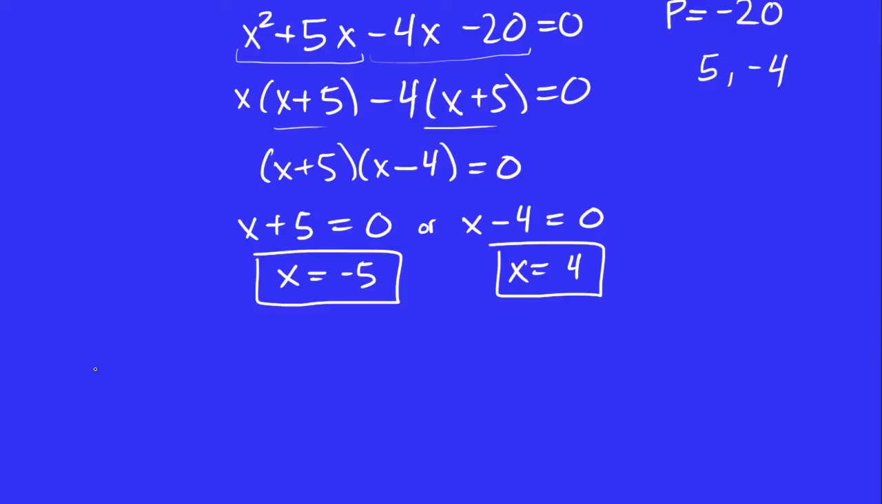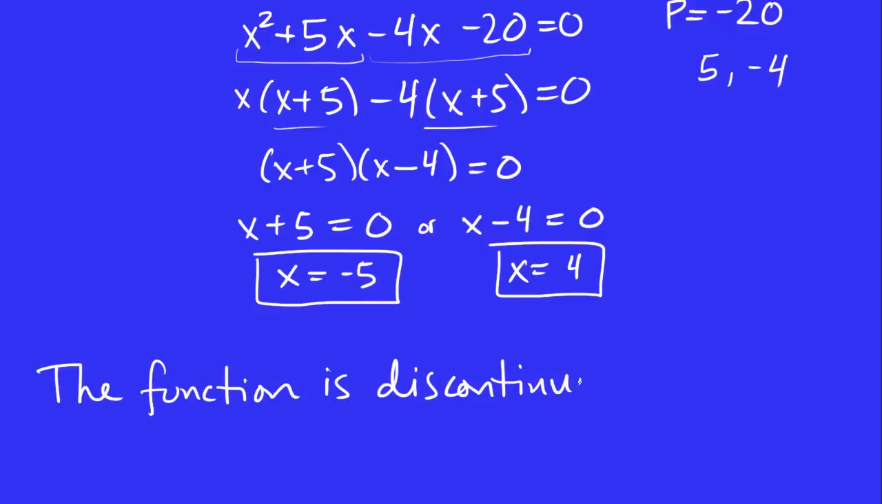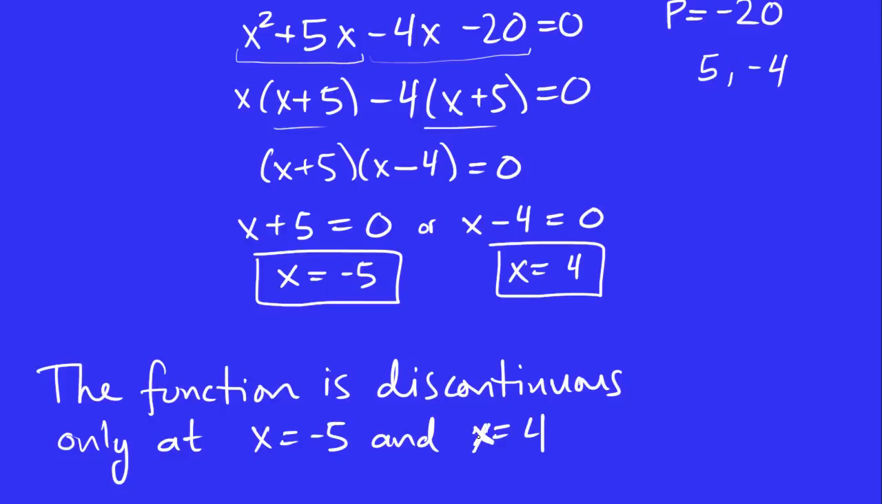Why don't I just show good style and write a little sentence here? The function is discontinuous only at x equals negative 5 and x equals 4. And those are all the values where it's discontinuous.